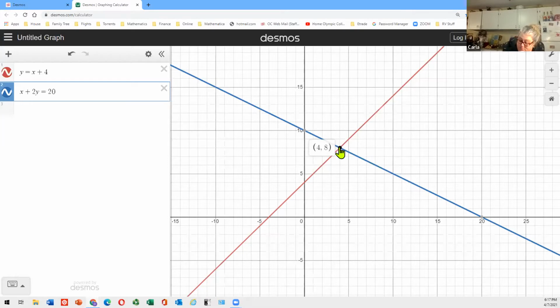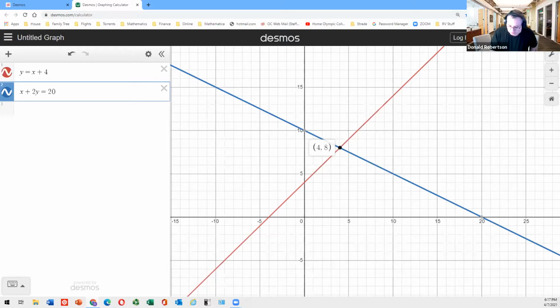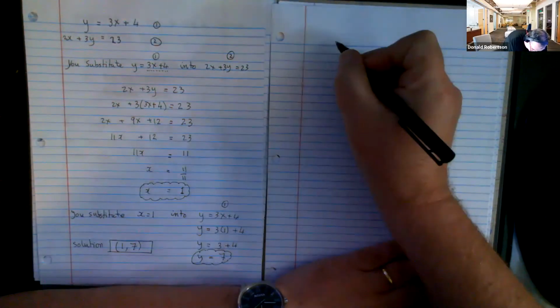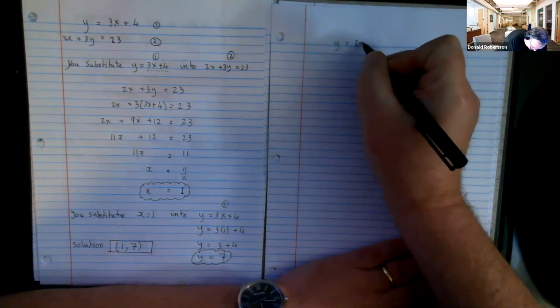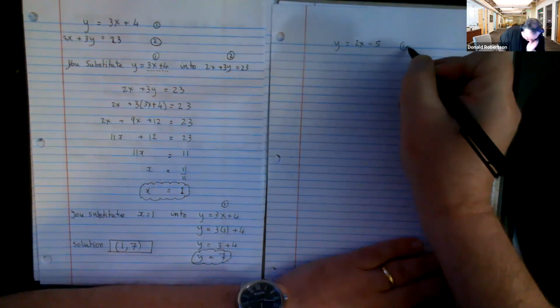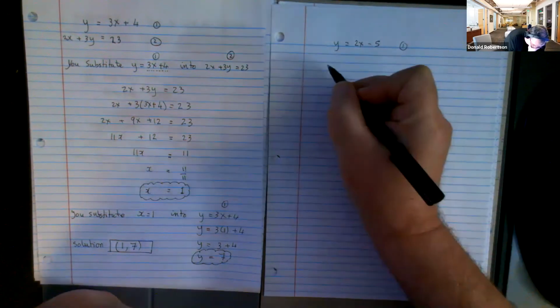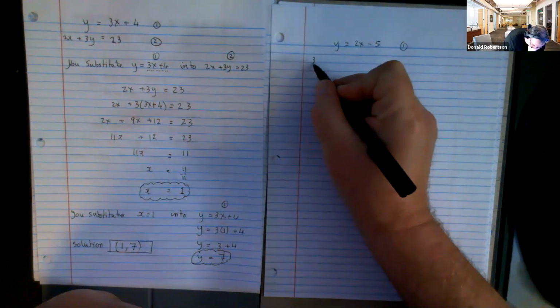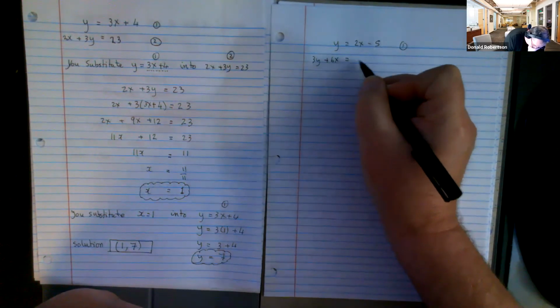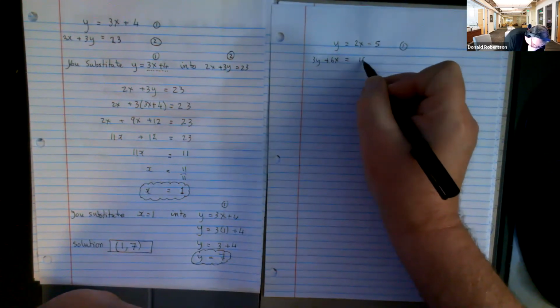So I want to show you the other two situations. I want to show you what it's like when you try to solve a system of equations and they're parallel. What does this method look like when that happens? Let's give you an example. Suppose y was 2x minus 5. There's my first equation. And you've got 3y plus 6x equals 10. And that's my second equation.